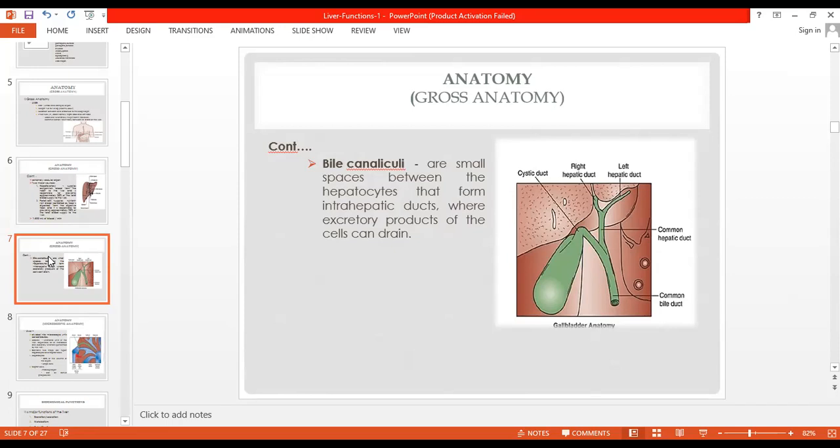So combined digestive secretions are then expelled into the duodenum. Next.